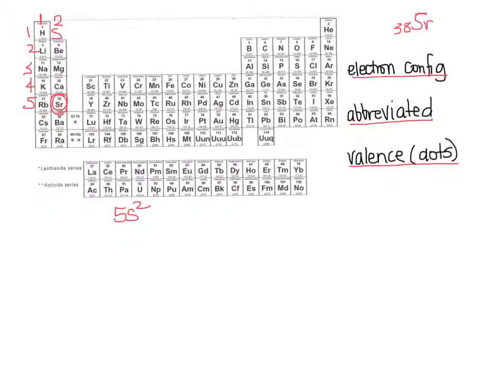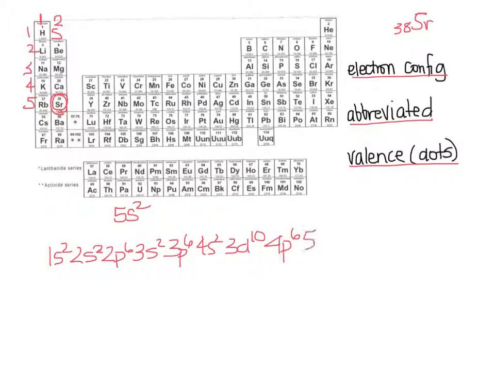So I can kind of cheat like that, and I can write out the electron configuration then up to 5s2 following the arrows. So I already know this, but 1s2, 2s2, 2p6, 3s2, 3p6, 4s2, 3d10, 4p6, 5s2. Again, you could use your arrows to write this out. So that's a lot of work.